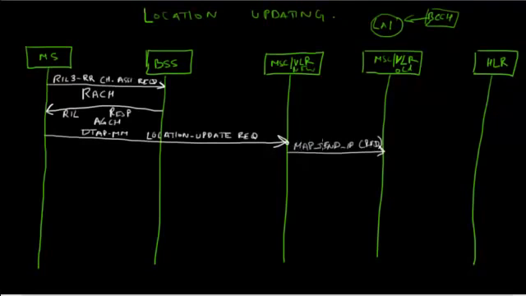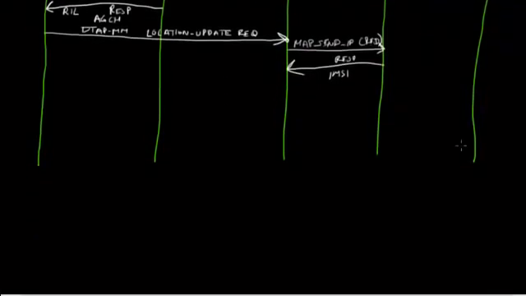Now this message actually means that this new MSC VLR is saying to the old one that, hey, send me the IMSI, the international mobile subscriber identity of the mobile, because I want to authenticate. This comes back as a response message which has the IMSI of the mobile. Now at this point in time, MSC VLR, actually let's draw this further.